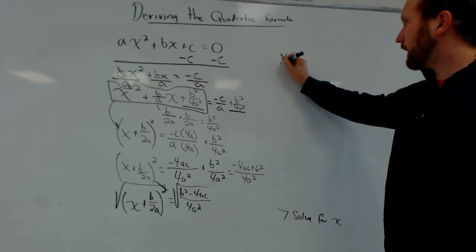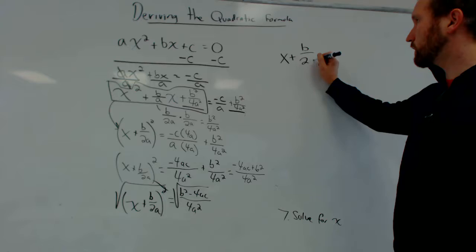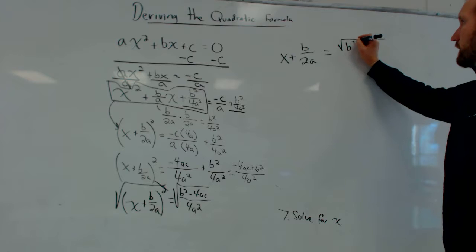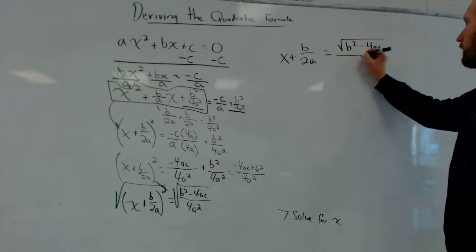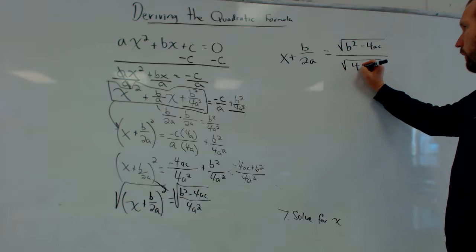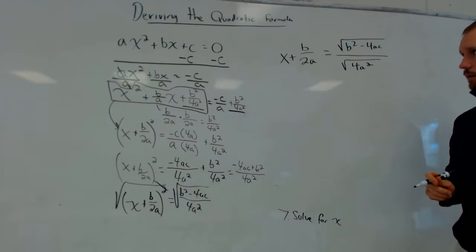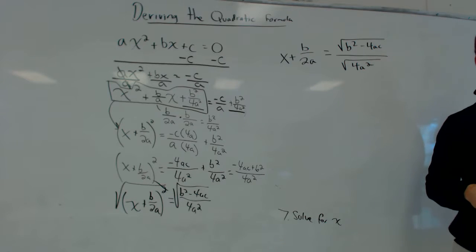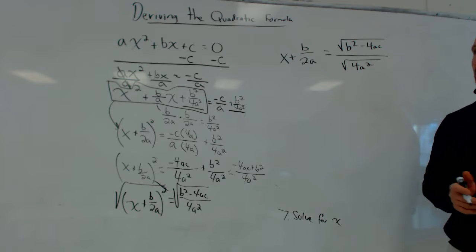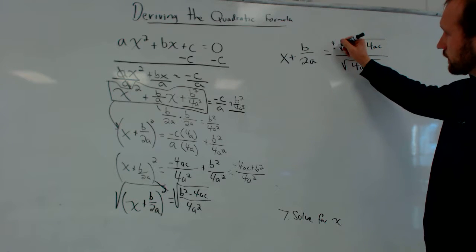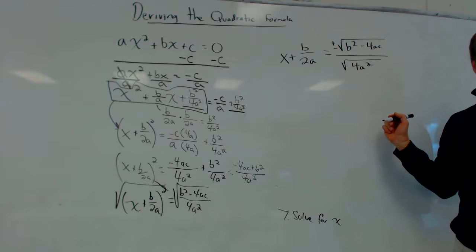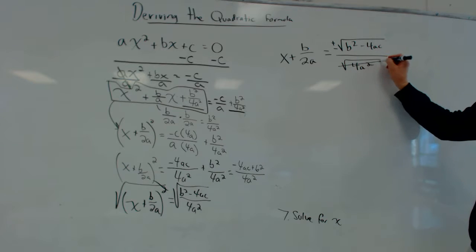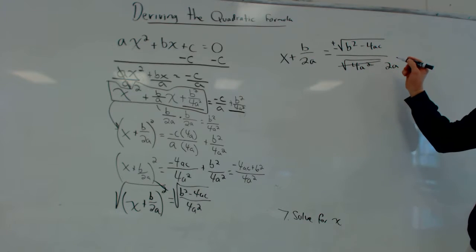I'm going to rewrite what we have. So right now we have x plus b over 2a equals the square root of b squared minus 4ac over the square root of 4a squared. I can simplify that, can't I? First of all, I kind of forgot something. What did I forget? Plus or minus. Yeah, so I want to have a plus or minus here. What can I simplify? Well, the square root of 4a squared is just 2a, right? So my denominator is now just 2a.